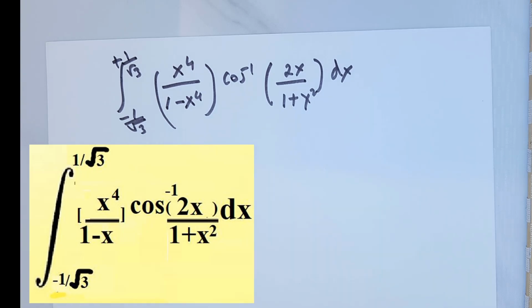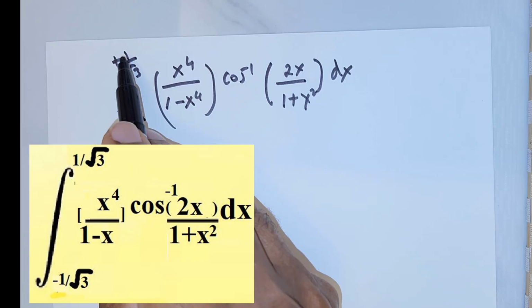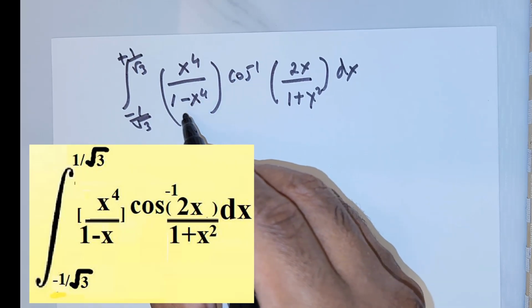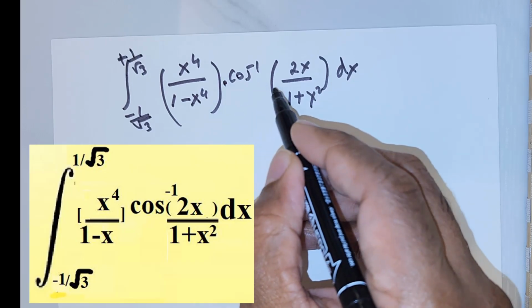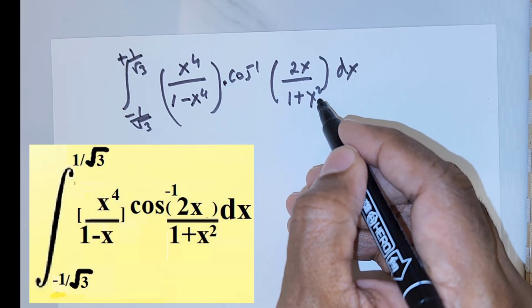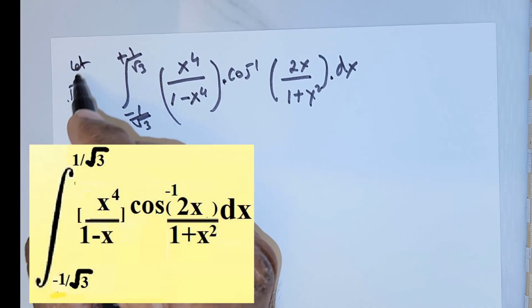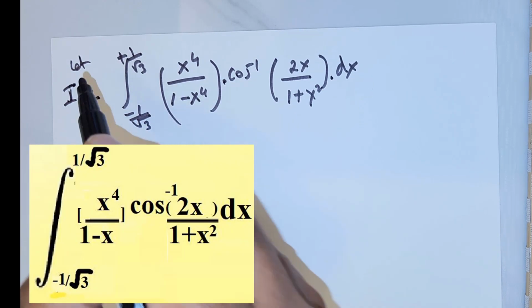Given this question, we are expected to integrate the integral from negative 1 over root 3 to positive 1 over root 3 of x to the power of 4 divided by 1 minus x to the power of 4, times cos inverse of 2x divided by 1 plus x squared, dx. Now let me take this quantity to be equal to I.